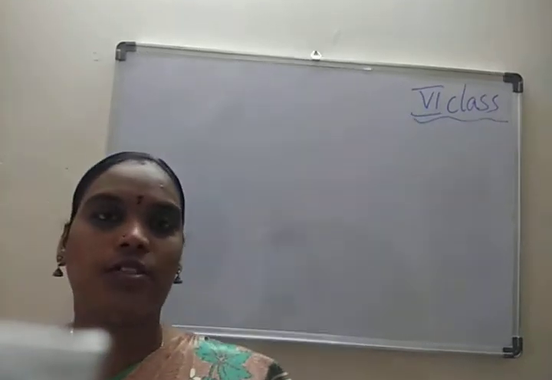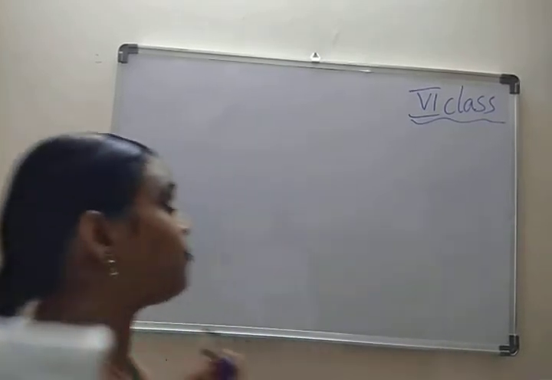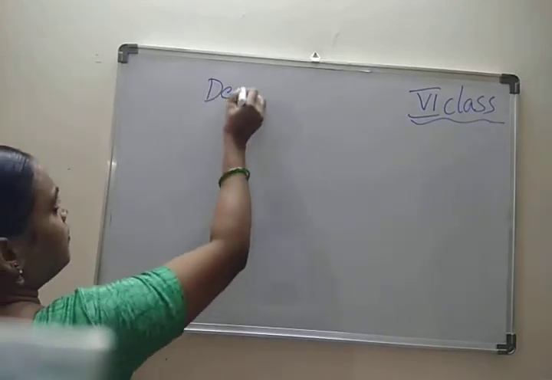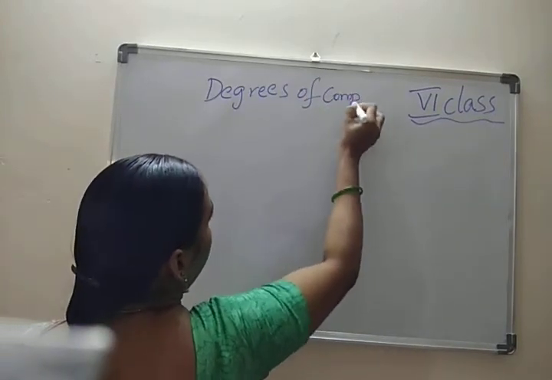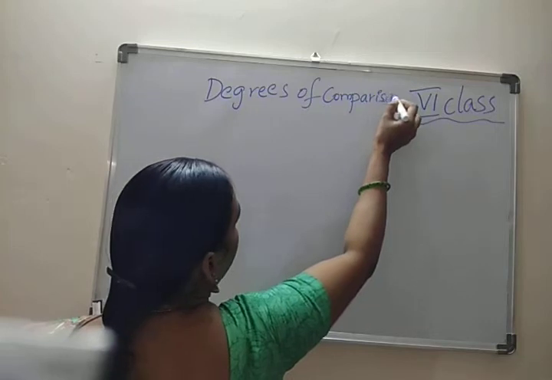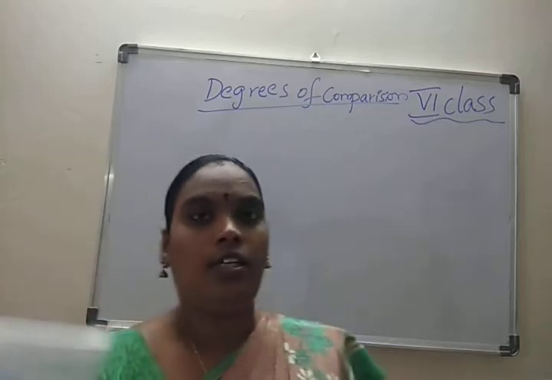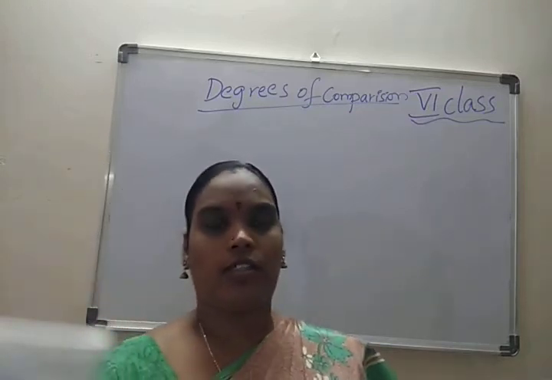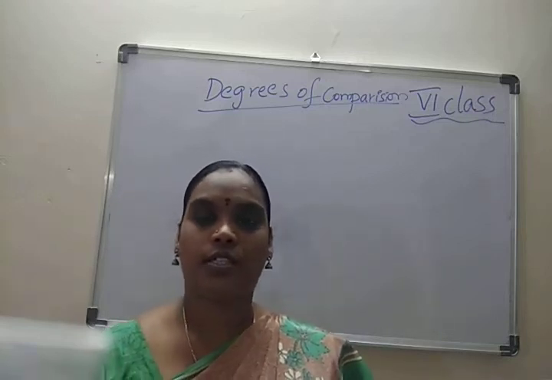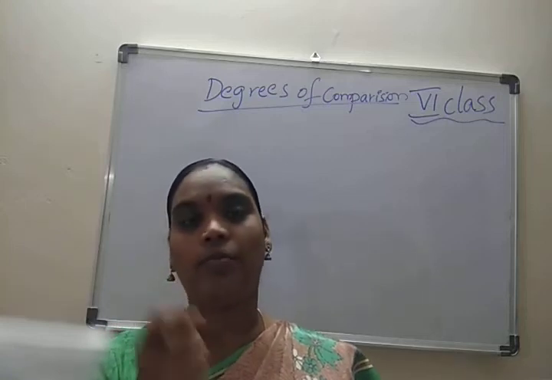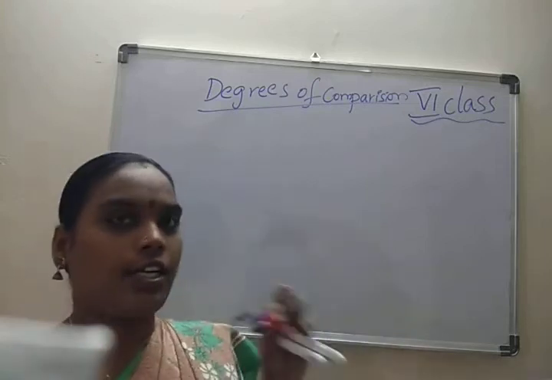Now we are going to learn about the grammatical aspect, that is degrees of comparison. What is degrees of comparison, children? Here we compare a thing or two things or more than two things. We are using the comparison form, that is the adjective. Means we are taking an adjective.